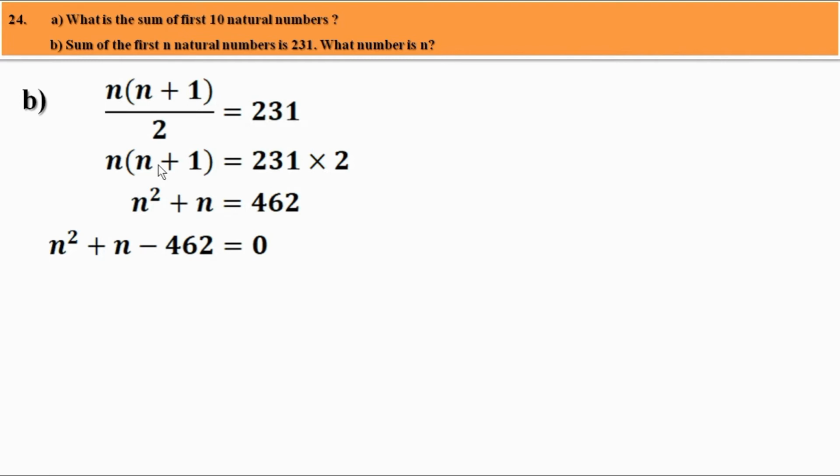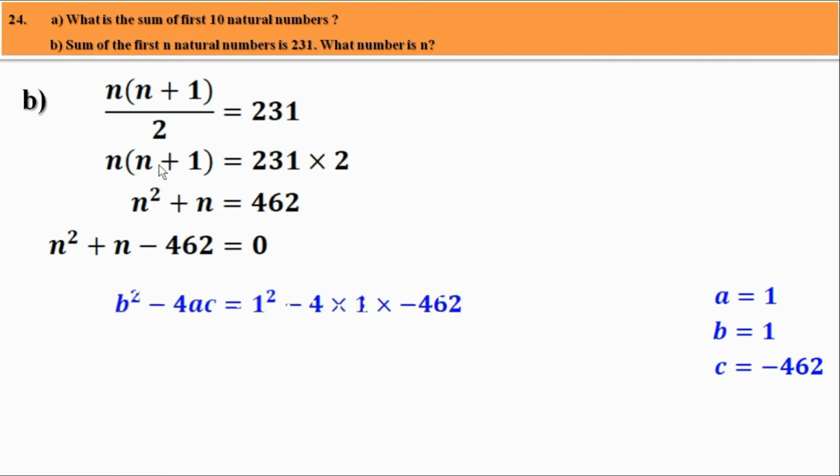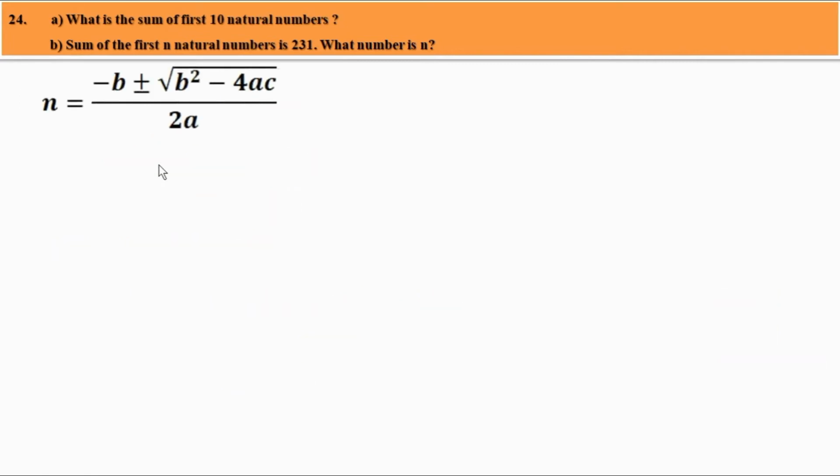Now we got a second degree equation where a is 1, b is the coefficient of n, that is again 1, and c is the constant term, that is minus 462. Let us find b square minus 4ac at first. B square minus 4ac equal to 1 square minus 4 into 1 into minus 462. 1 square is 1, minus into minus is plus, and 4 into 462 is 1848. So b square minus 4ac equal to 1849.